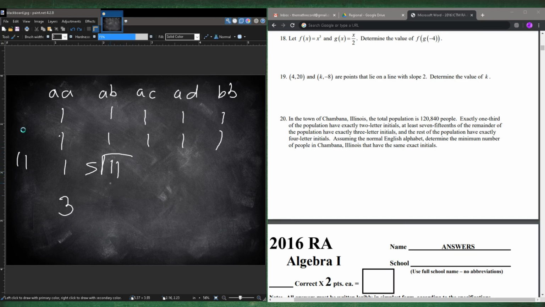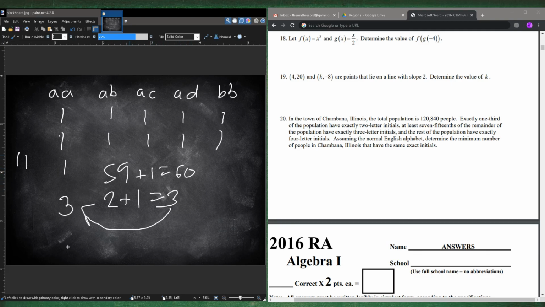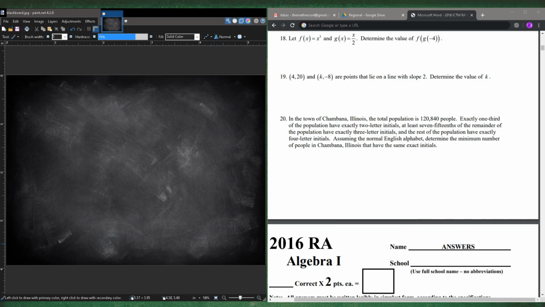But we still have a remainder. So we have that 2 plus the extra 1 is equal to 3. And that's how we got our number, right? That's why when we have a 59, we add a 1 to get a 60. And when we had a 2, we add a 1 to get a 3, right? Because there's that remainder that we have to add in. So the answer for 20 is 63.